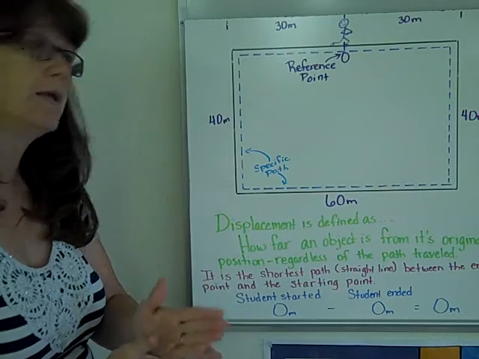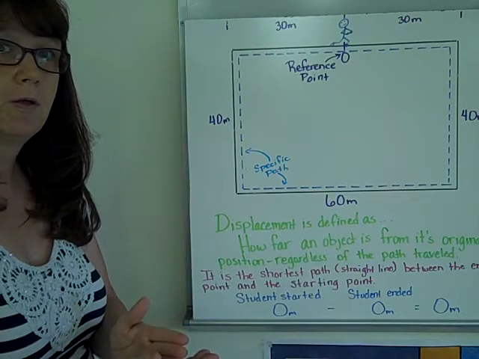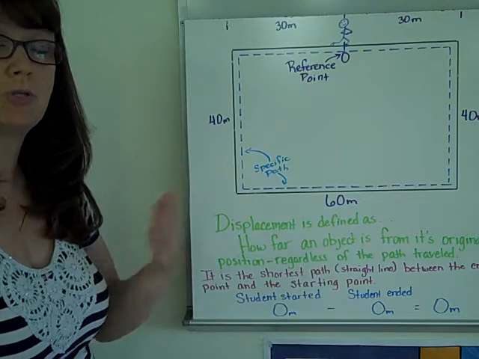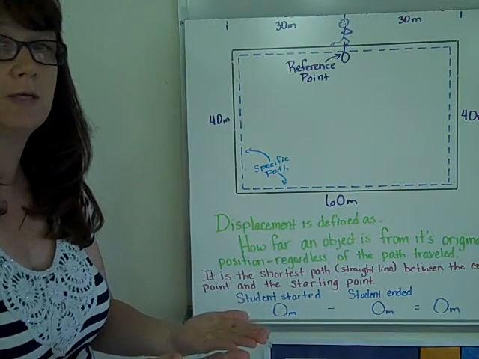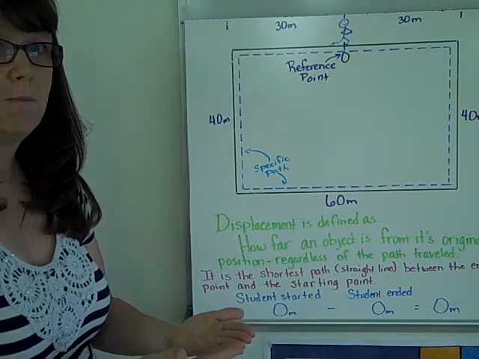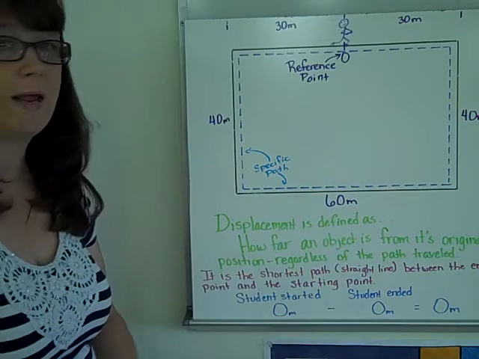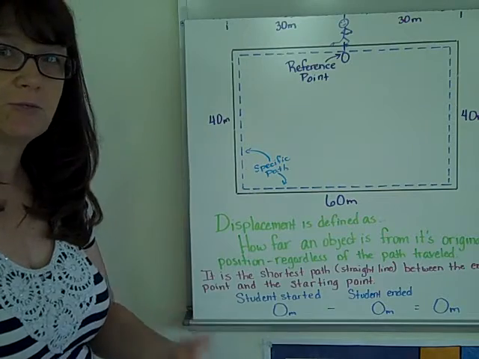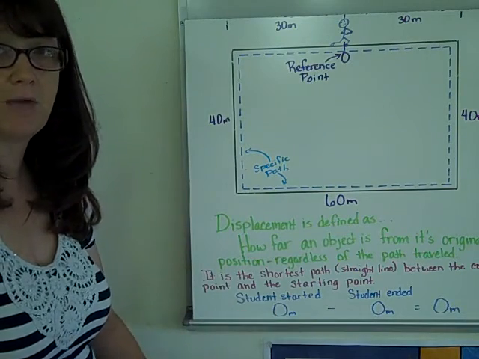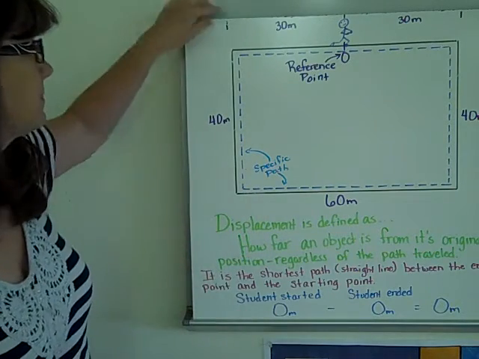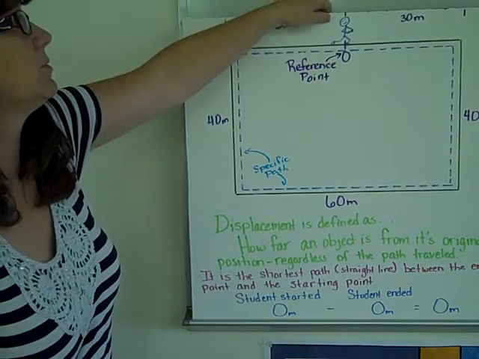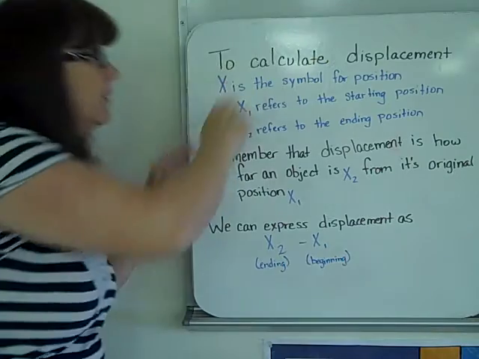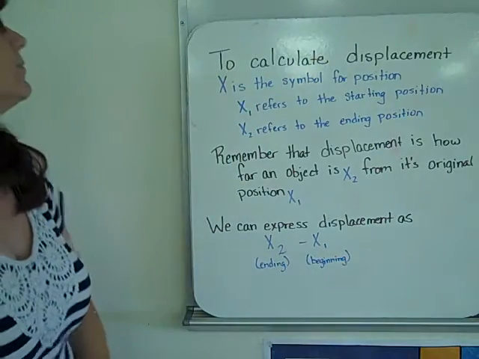You are ending your day in the bed. Your amount of displacement would be 0 because you started in your bed and you ended in your bed. But you traveled a great distance all day long. That's the difference between the word distance and displacement. So let's look at how we would calculate displacement.